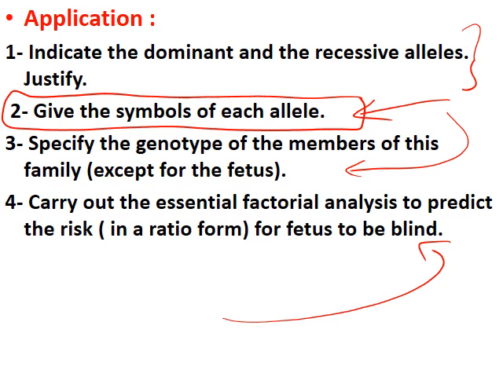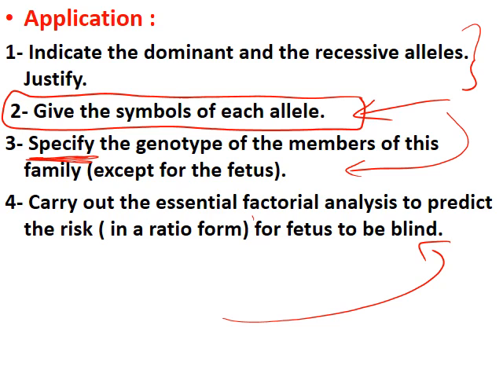Specify the genotype of the members of this family except for the fetus. Specify, so you have to justify. Carry out the essential factorial analysis to predict the risk, in ratio form, for a fetus to be color blind.